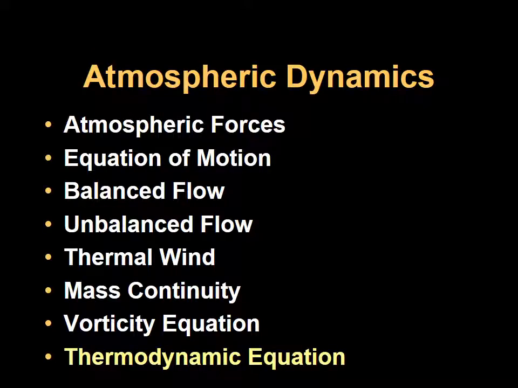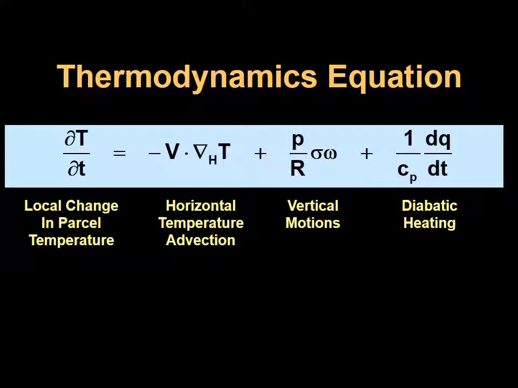We're talking about the thermodynamic equation. This is our last topic in atmospheric dynamics. What it says is that a local change in temperature of a parcel results from three things. Number one, the horizontal temperature advection. Number two, vertical motions. And number three, diabatic heating.